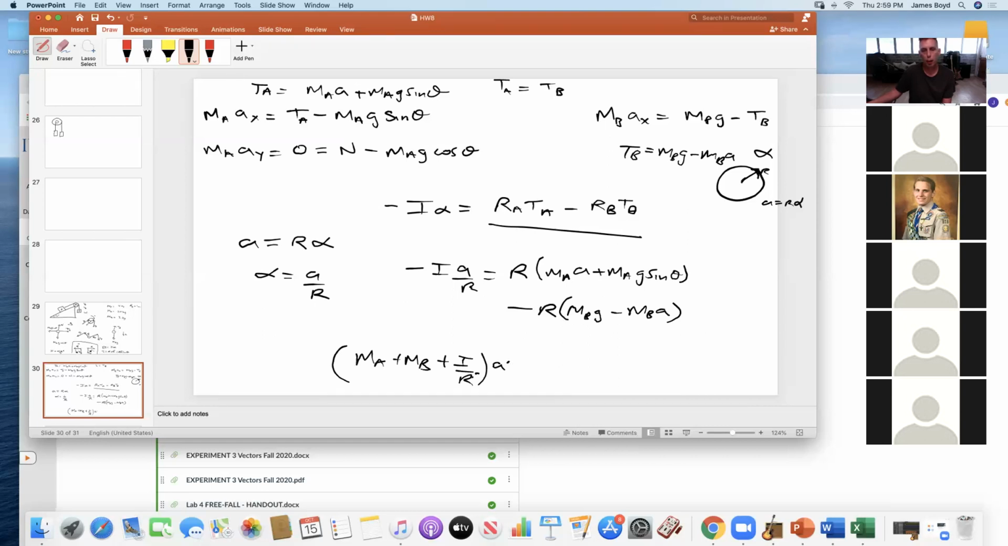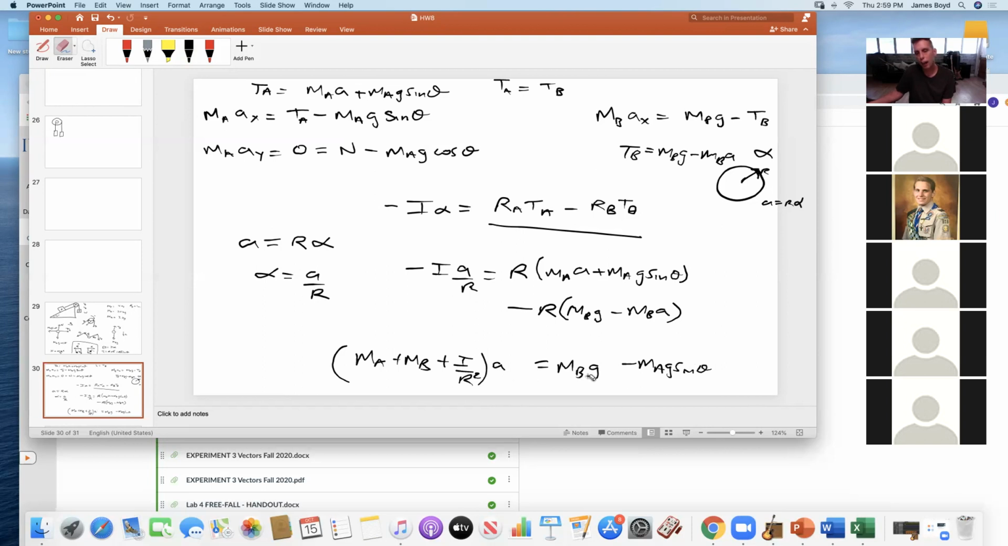If I multiply by R top and bottom, then they're all times AR, is equal to, moving this stuff over the other way, MBGR minus MAG sine theta R. If you don't believe me, go through and just do that algebra and you'll see. But essentially, there's an R here too. If I divide through by R, this goes away.